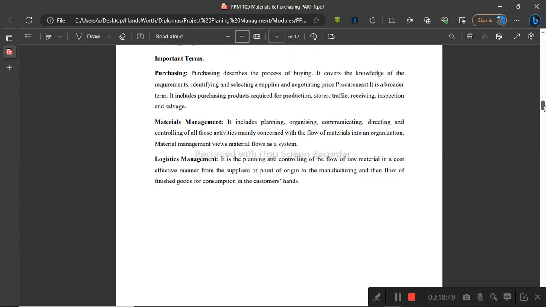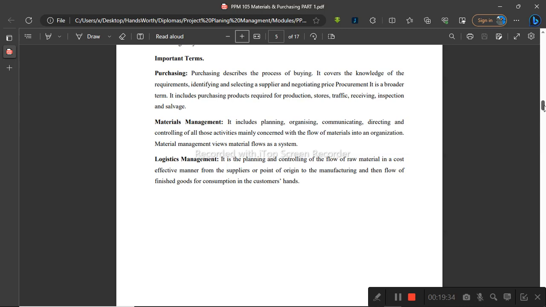As we continue with our course here, it is very important that we first familiarize ourselves with certain terminologies or terms that we are going to be looking at and discussing as we progress in this course. First of all, we need to understand what we mean by the term purchasing. Purchasing describes the process of buying. It covers the knowledge of the requirement, identifying and selecting a supplier, and negotiating price procurement. It is the broader term.